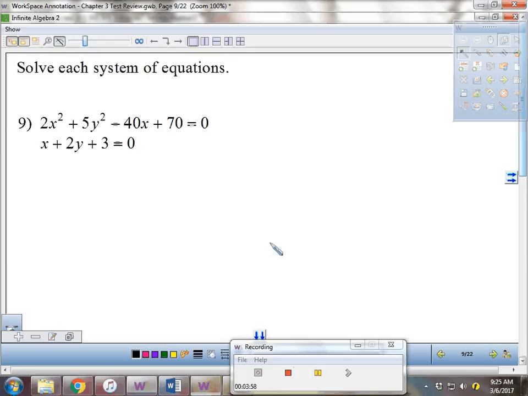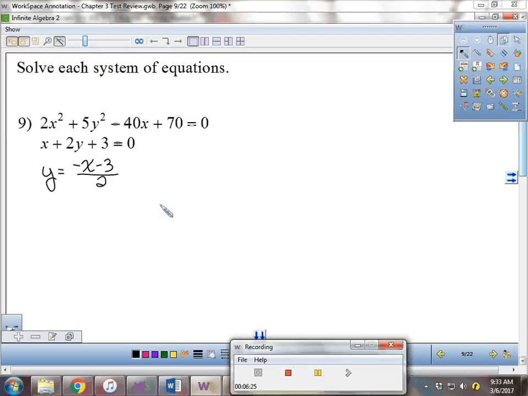All right, so we'll do the same thing on number 9. We're going to solve for y and plug it in for the y up here. So we'll subtract the x, subtract the 3, and divide by 2. So I get negative x minus 3 over 2. All right, so I'm going to plug this in for this y up here.